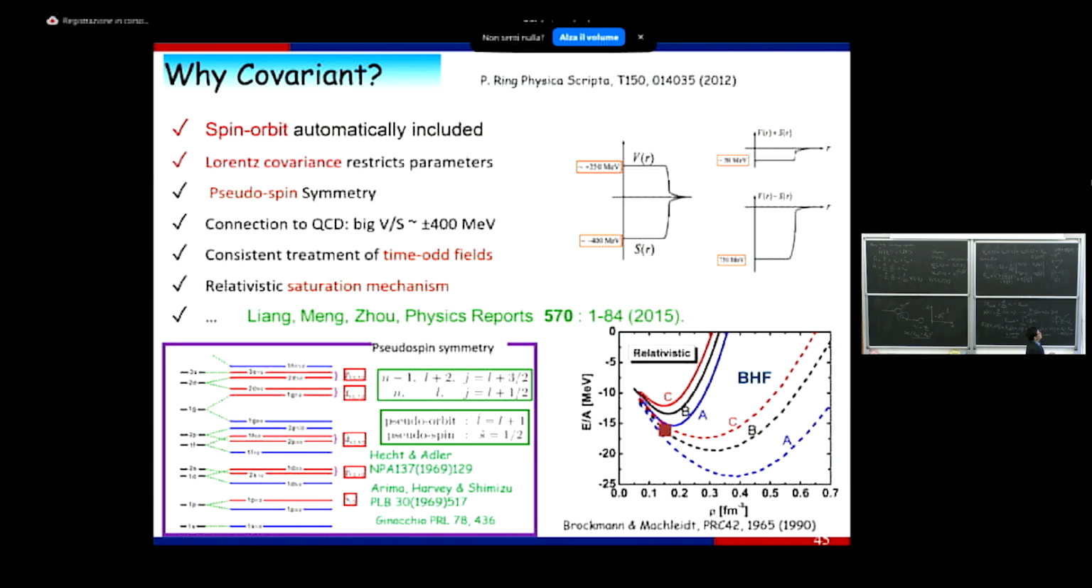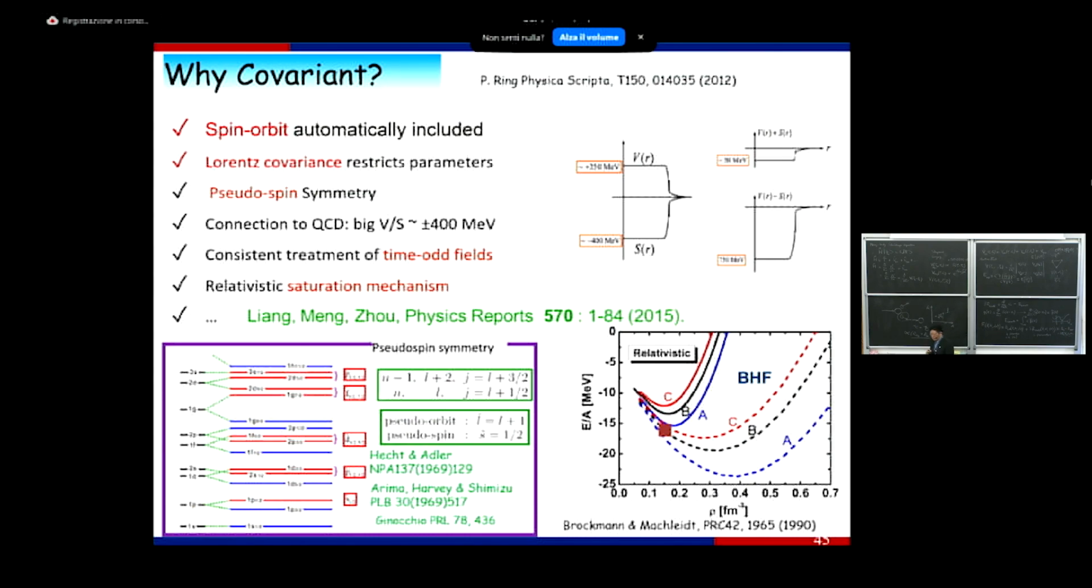And then we have a better connection to QCD. A couple of years ago, or maybe 20 years ago, people using the QCD sum rule could prove that the strong vector and scalar potentials of about 400 MeV in nucleons are justified. And then we could consistently treat the time-ordered fields.